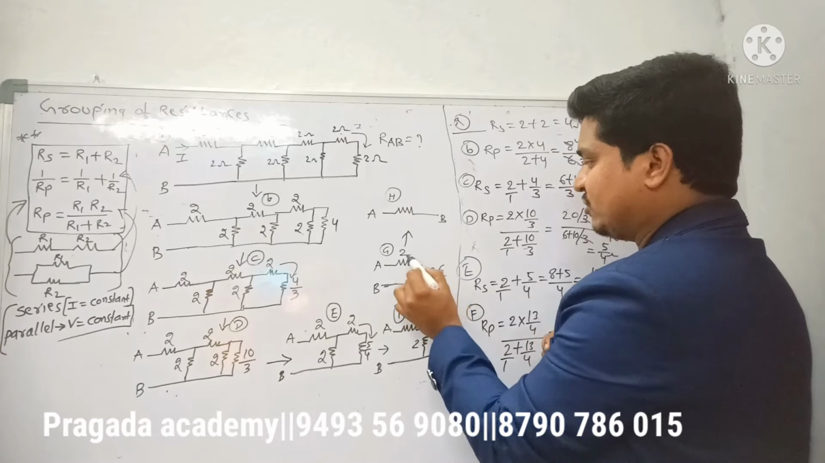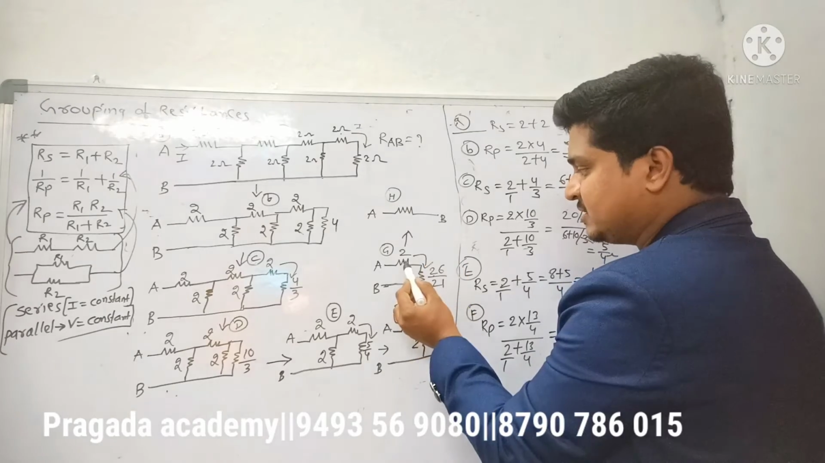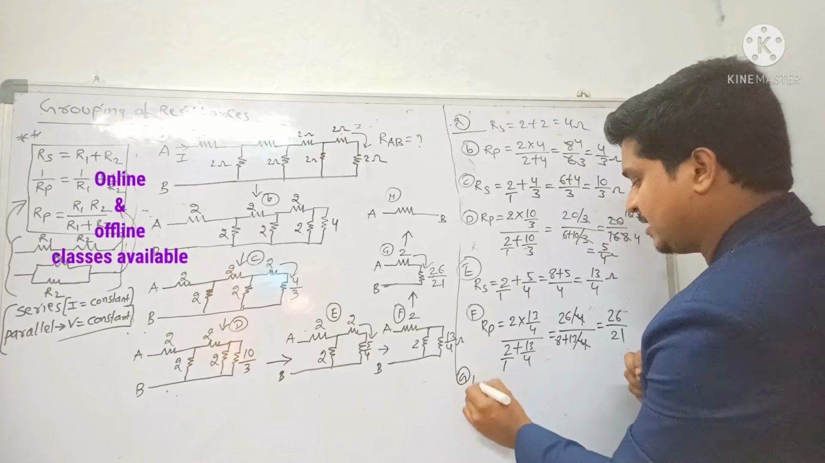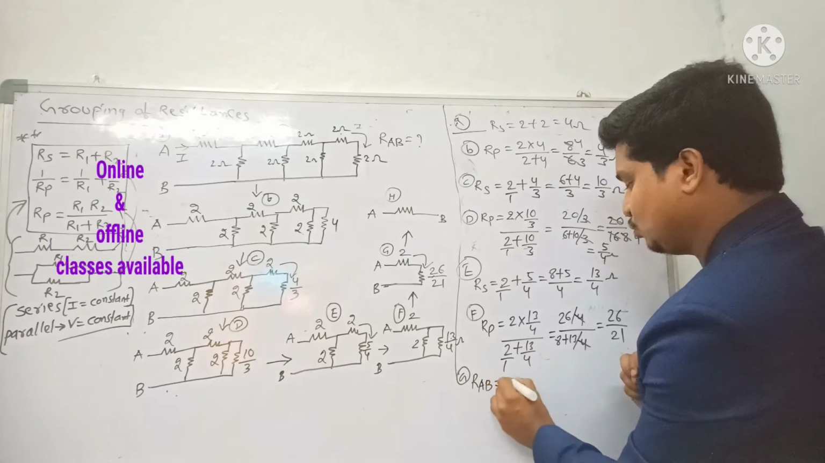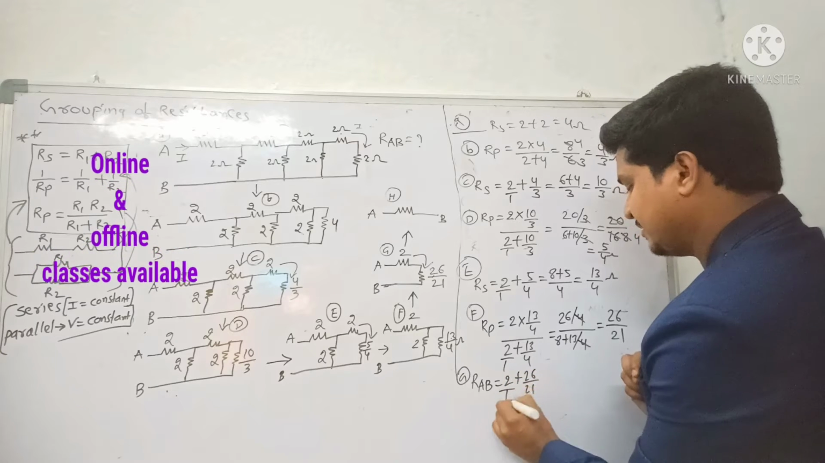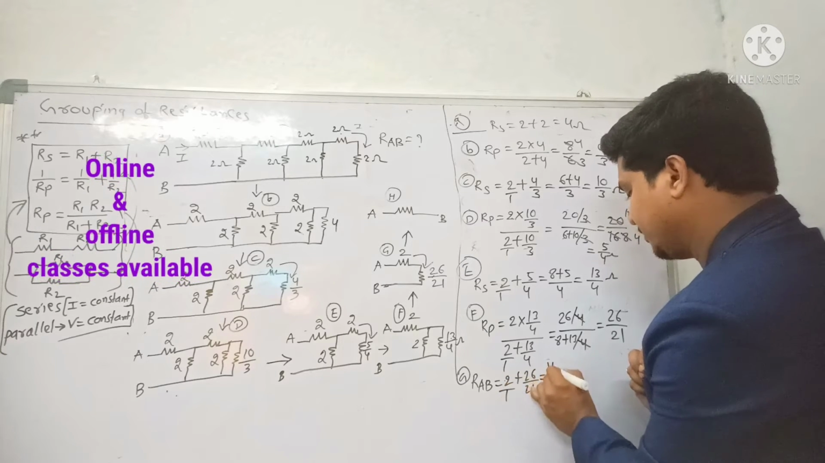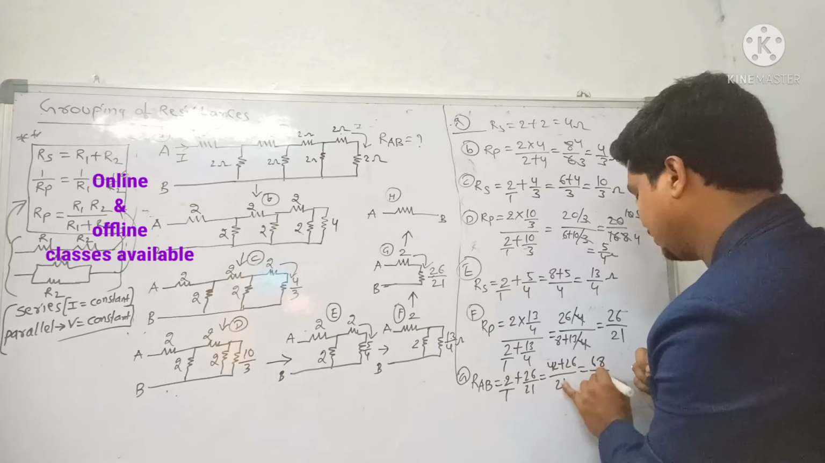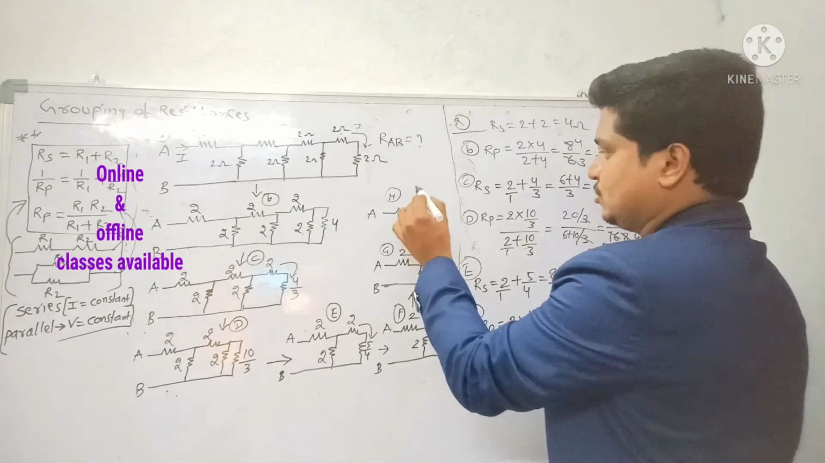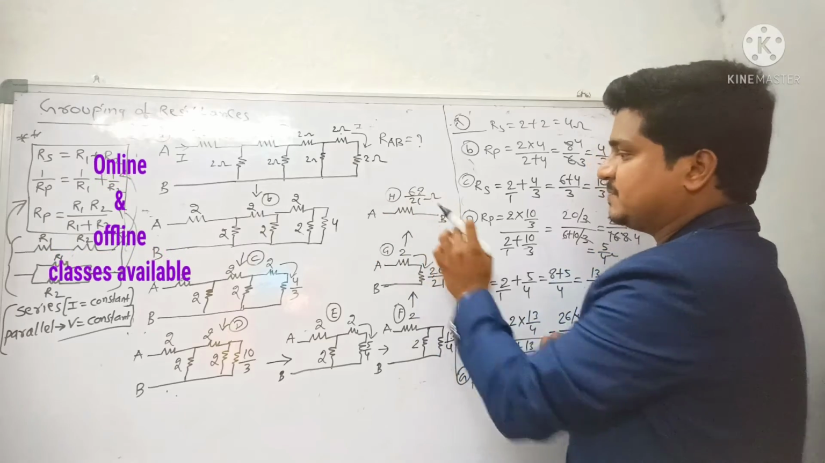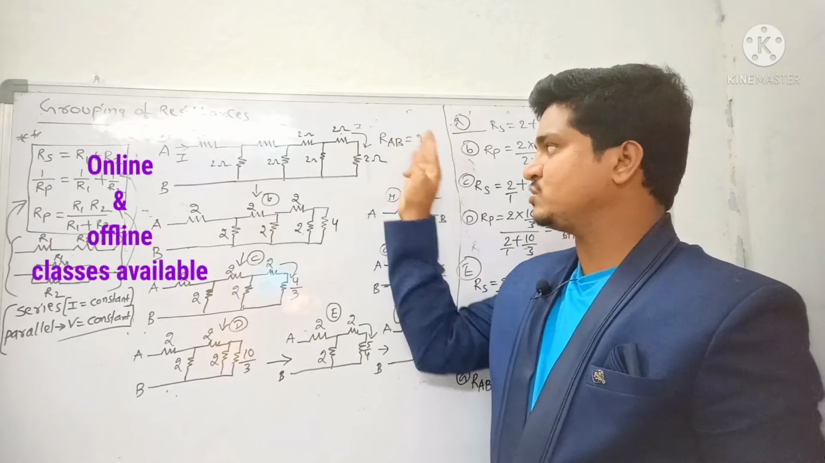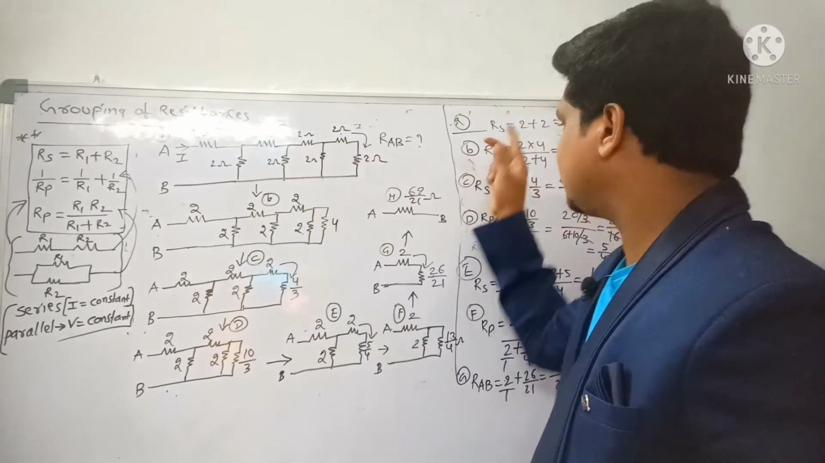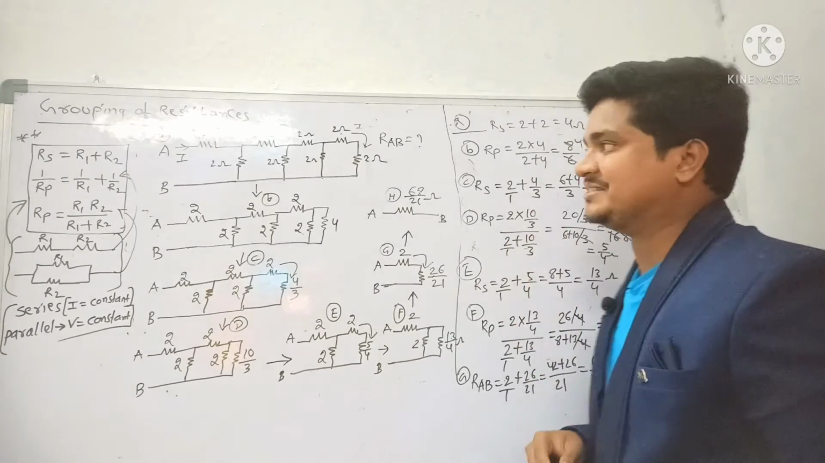And so 26 by 21 and 2 are in series combination. Why? Because the same current will flow through 2 and 26 by 21. So at step G, RAB will be 2 plus 26 by 21. LCM will be 21, 21 into 2 is 42 plus 26, 68 by 21. 68 by 21 ohm is the equivalent resistance between A and B. Mainly from the end onwards we need to simplify this circuit by following these steps. In each and every case I applied the series combination formulas and parallel combination formulas for two resistors.